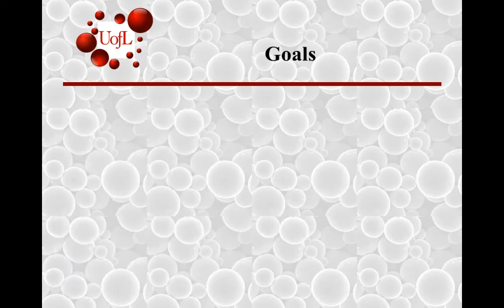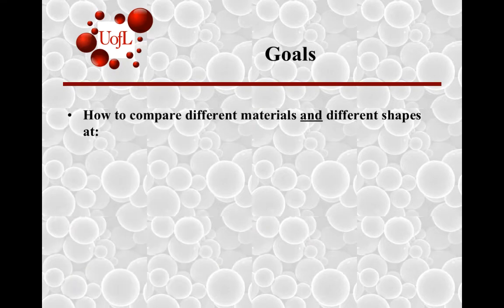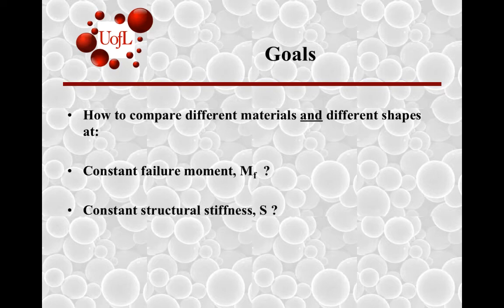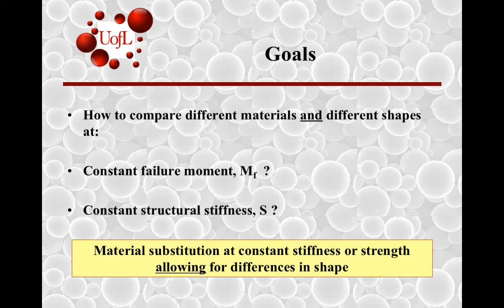Let us continue that conversation, re-examining the goals that we had at the outset of how to simultaneously compare different materials and shapes to address a certain design situation that could be based upon a strength limiting constraint or a stiffness limiting constraint. Accordingly, we are looking at being able to substitute a material while allowing for different shapes in a given design scenario.